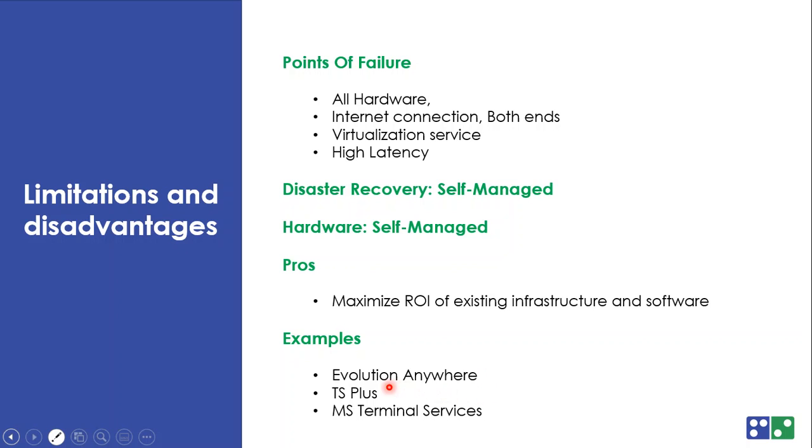And the examples here are Evolution Anywhere, that's one we like a lot. TS Plus is very good, and MS of Microsoft Terminal Services. Typically with these two, you'd want another server, so that affects the pro here of maximizing a return, right? So you might want to, in this case, have a separate application server to stop your users from actually working on the server where the data is.